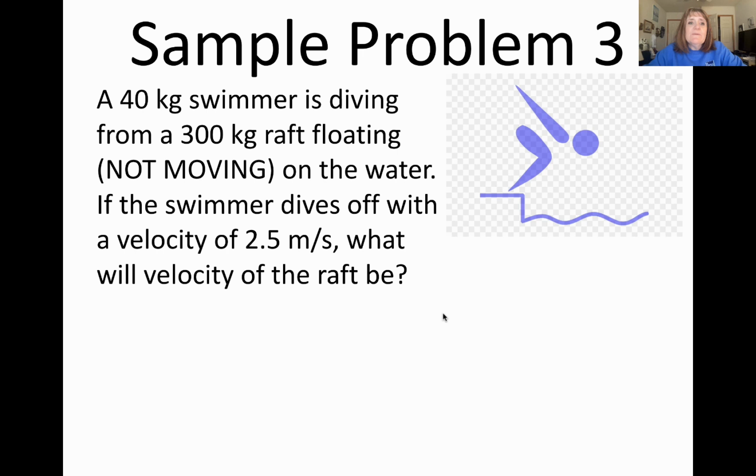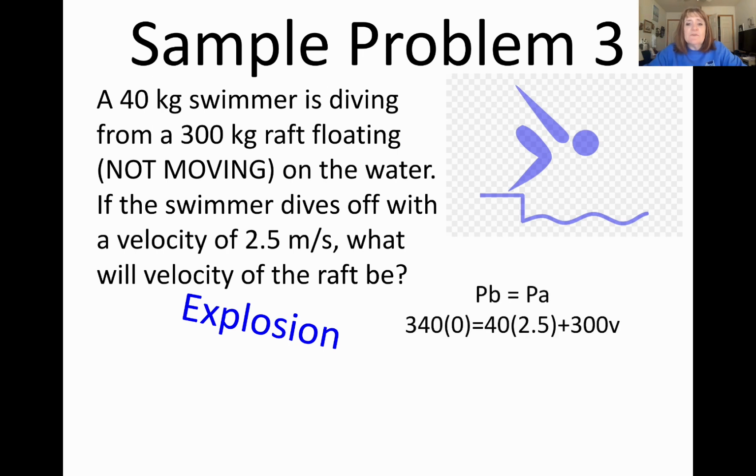Finally, sample 3. A 40-kilogram swimmer is diving from a 300-kilogram raft that's floating but not moving on the water. If the swimmer dives off with a velocity of 2.5 meters per second, what will the velocity of the raft be? This is an explosion because they started out together and end up separately. So we have the momentum before has to equal the momentum after.